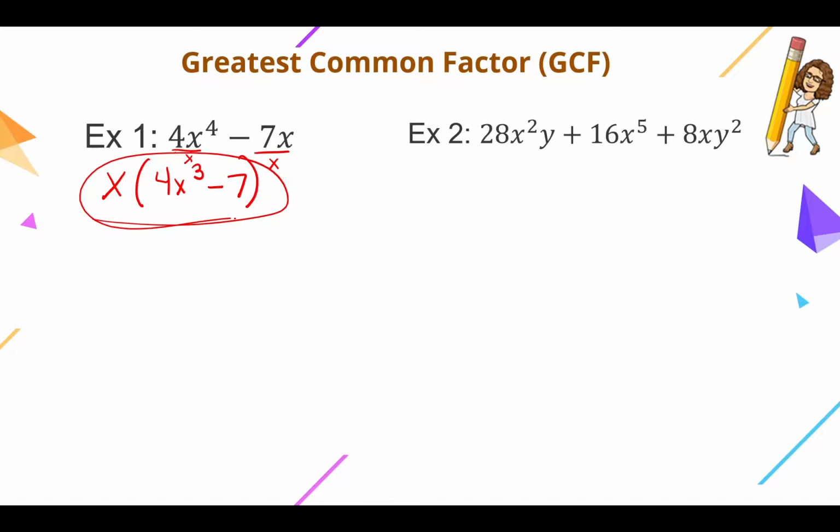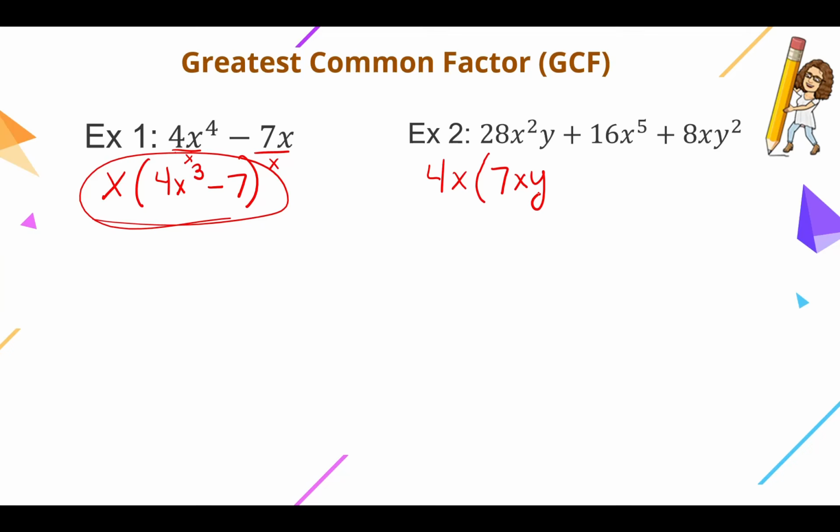Number 2, they all have a 4 in the numbers, so I got to factor out a 4. All of them have 1x to give. Not all of them have a y though, so I can't factor out a y out of everybody.